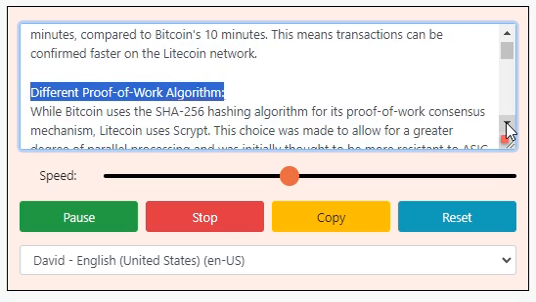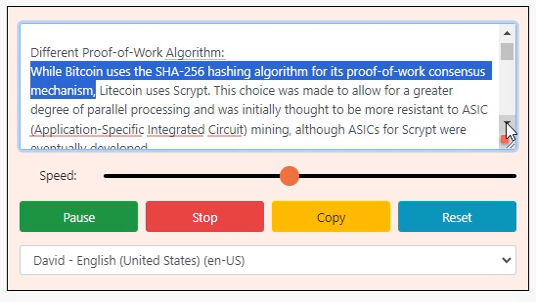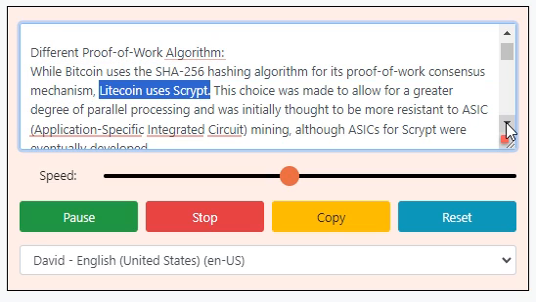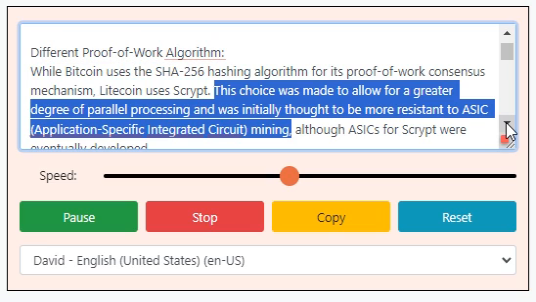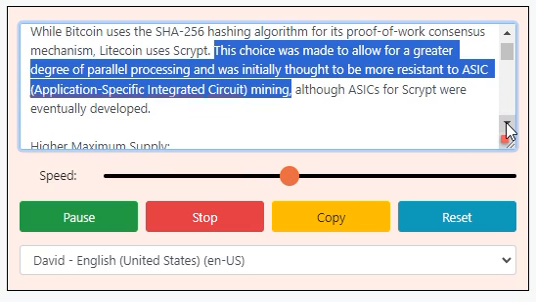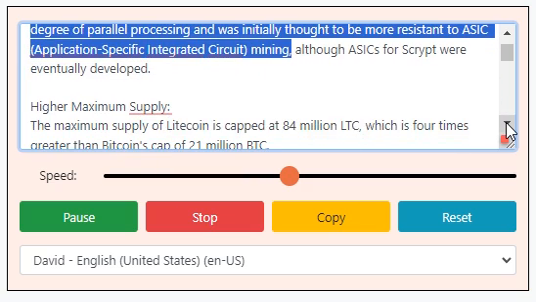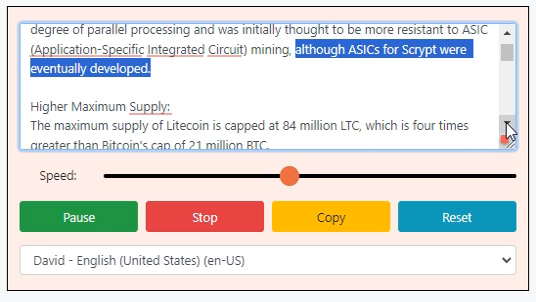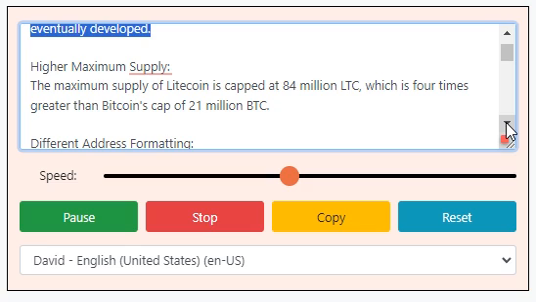Different proof of work algorithm. While Bitcoin uses the SHA-256 hashing algorithm for its proof of work consensus mechanism, Litecoin uses Scrypt. This choice was made to allow for a greater degree of parallel processing and was initially thought to be more resistant to ASIC, application-specific integrated circuit, mining. Although ASICs for Scrypt were eventually developed.